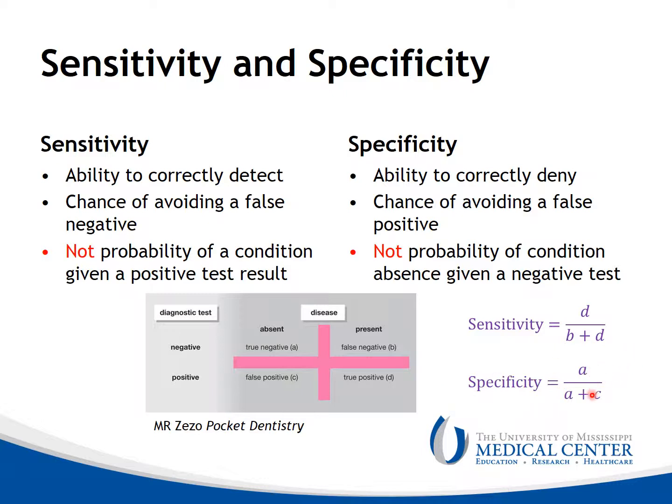Now, if the disease is present and we don't detect it, then that's a false negative. So we don't want to be in this quadrant. But if the disease is present and we do detect it, that's a true positive. And the sensitivity, or ability to detect, of a test is the true positives divided by the total of the true positives and the false negatives. So D over B plus D is the sensitivity.